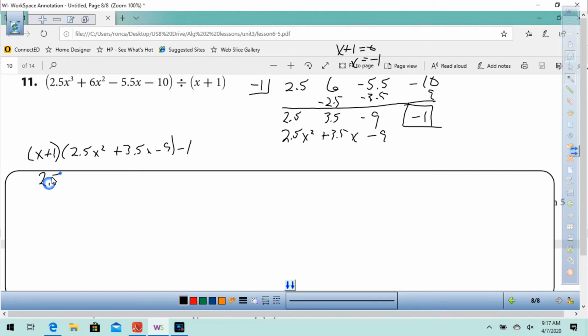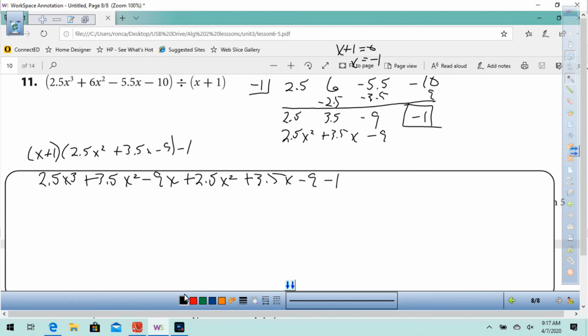That's 2.5x cubed plus 3.5x squared minus 9x. That's all the x's. All right. Now let's see. That's going to be plus 2.5x squared plus 3.5x minus 9 minus 1. Okay.